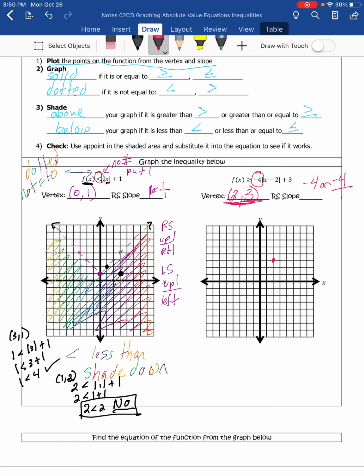And then I look at my slope. My slope is negative 4 over 1. So for the right-hand side, it's going to be down 4, right 1. So I go down 1, 2, 3, 4, right 1. For the left side, it's still going to be down 4, but instead of going right 1, we're going to go left 1. So we're going to go down 1, 2, 3, 4, and left 1. I could do it again. Down 4, left 1, down 4, right 1.